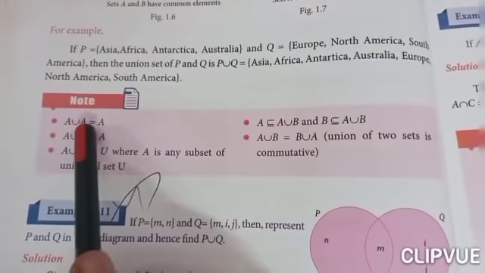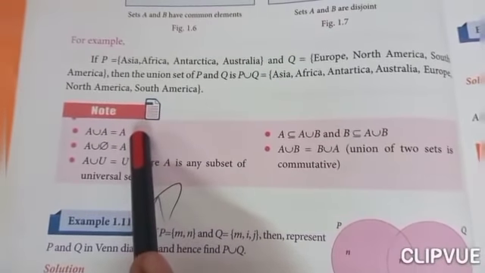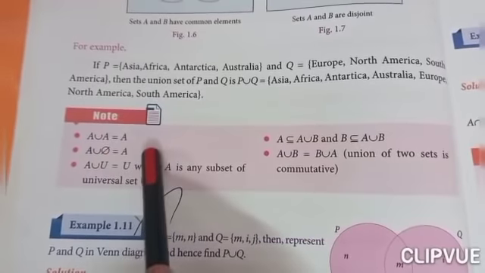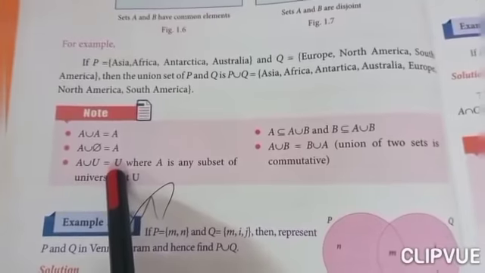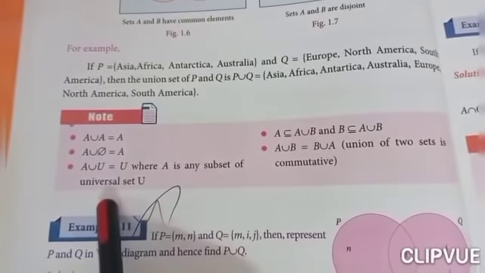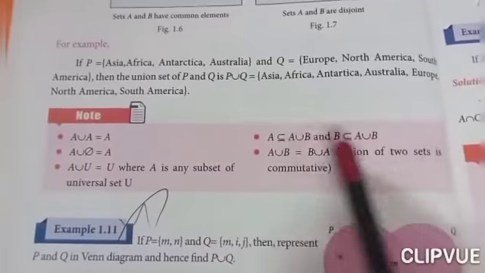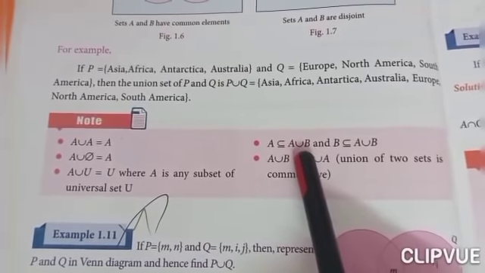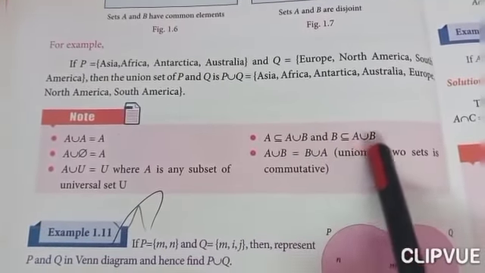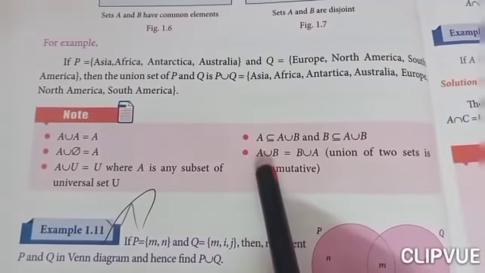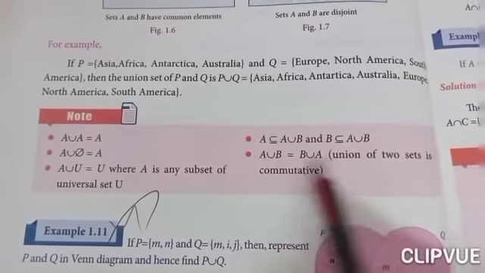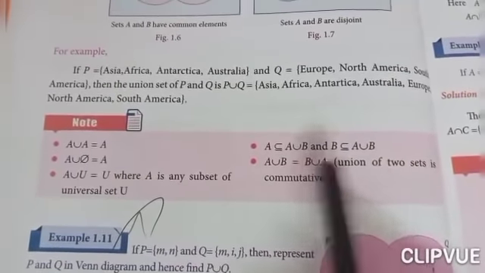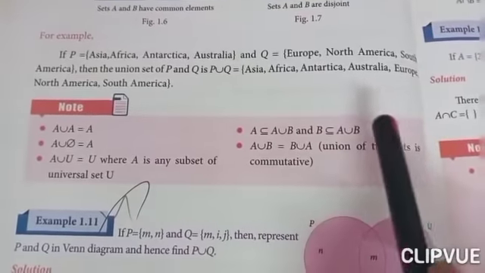After that they have given another note. A union A equals to A. A union null set equals to A. A union universal set equals to U, where A is any subset of universal set U. A is a subset of A union B and B is a subset of A union B. A union B equals to B union A. These two sets are commutative. In any order you can do, you will get the same elements. That's what they have given here.